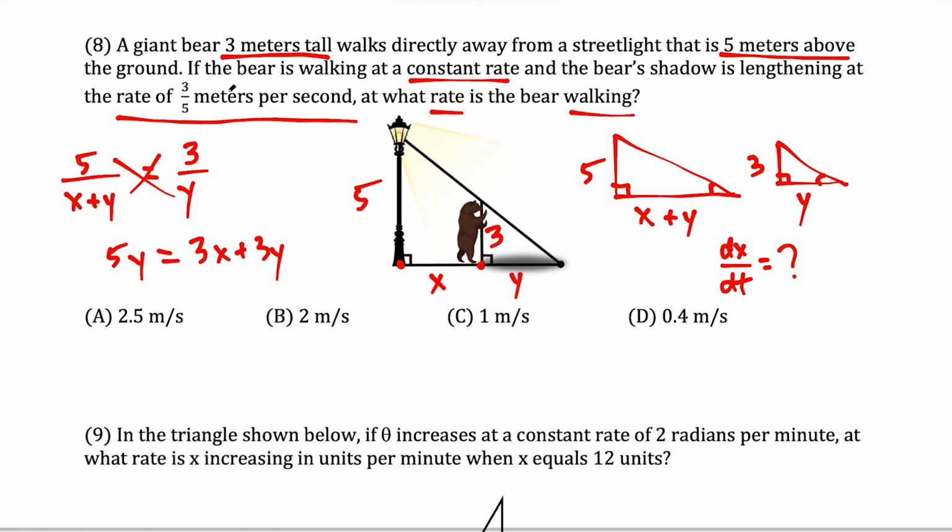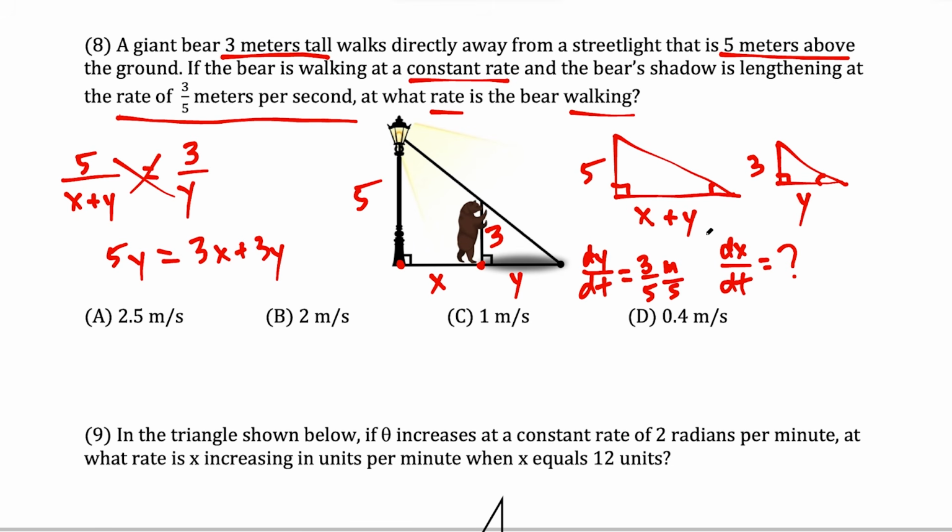So then what they told us, the rate of change of the bear's shadow, 3/5 meters per second, that represents dy/dt. So we could say dy/dt is equal to 3/5 meters per second, because once again, that's affecting the variable we labeled over here that's representing the length of the bear's shadow.